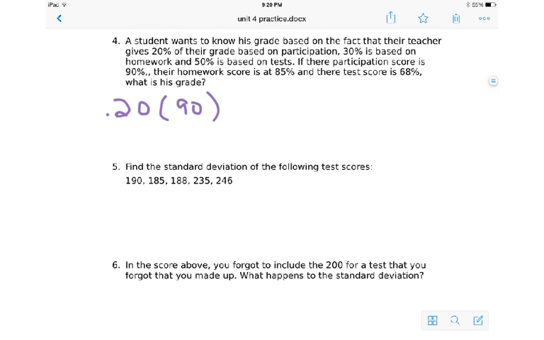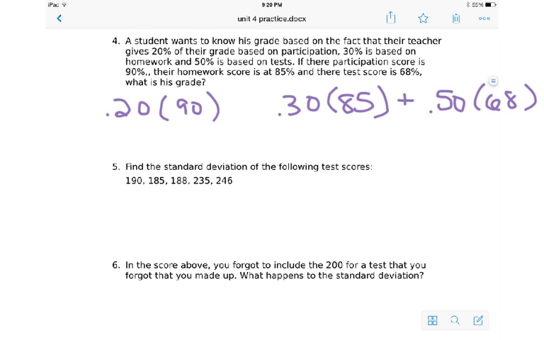The homework grade is 30% of the grade, so we're going to multiply 0.30 times the homework percentage. And then 50% of the grade is from the test scores, so we're going to do 0.50 times the test score. And then we're going to add those together. Well, luckily, that's something that you can just shove into your calculator as is. And if you shove it in correctly, you should find out it's 77.5%. So this student would have a C.